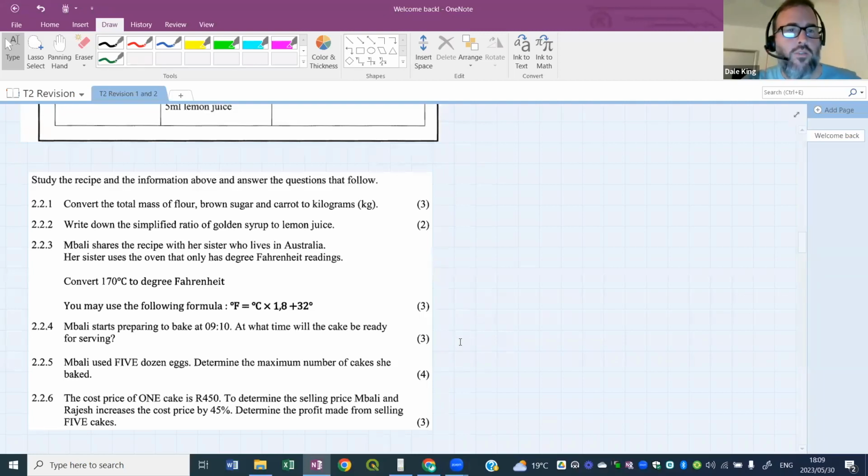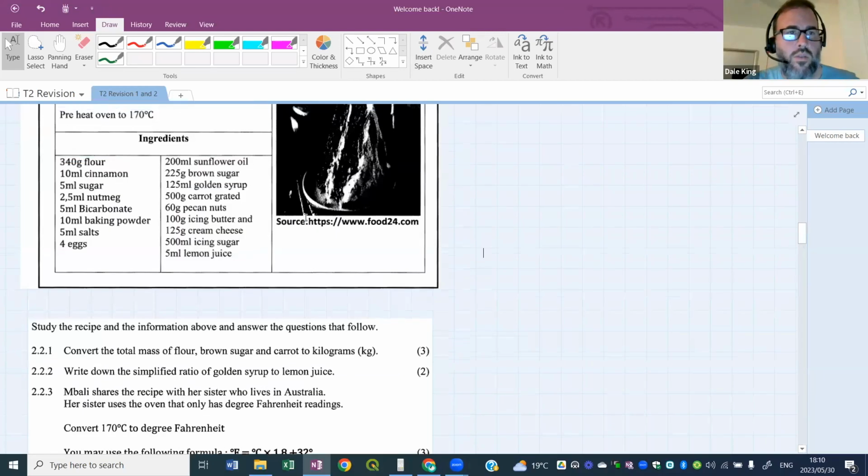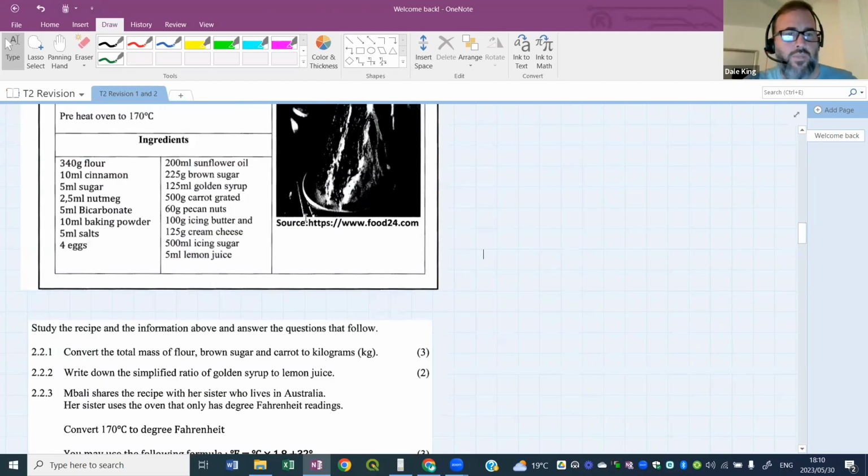Convert the total mass of flour. You guys are going to do this. Convert the total mass of flour, brown sugar, and carrots to kilograms. So I'm going to go up to the recipe, look for flour, brown sugar, and carrots. I'll point it out to you. Flour, brown sugar, and carrots, and convert it to kilograms, please.